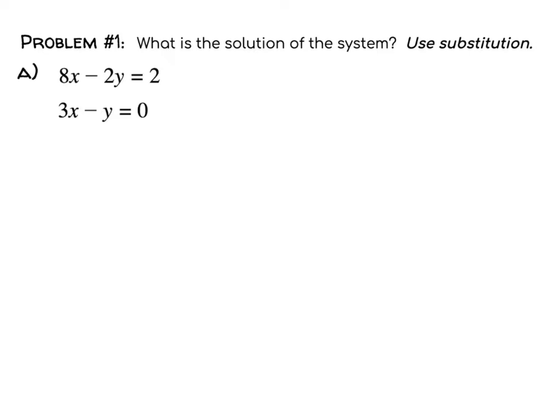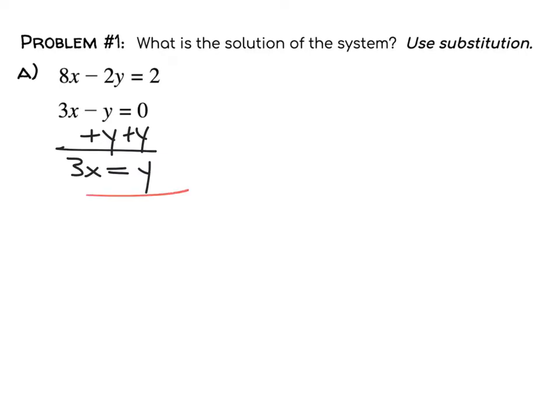Use substitution. In order to use substitution, if you remember correctly, we need to isolate a variable. So I'm going to take this equation and isolate y by, instead of moving 3x to the other side and then dividing by -1, just adding y to both sides. Add y, and you get 3x equals y. That's the same as y equals 3x.